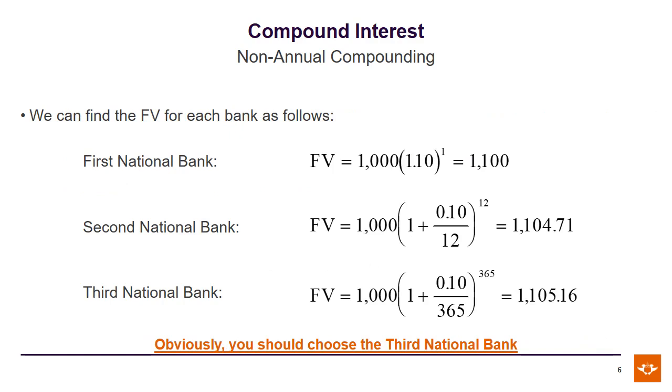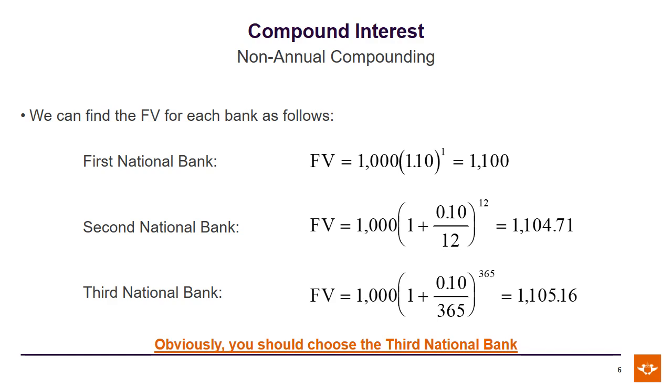So using the information on the 3 banks from our example, and assuming that we invest our 1,000 Rand for just 1 year, because First National Bank pays interest annually, we'll end up with 1,100 Rand. Second National Bank pays interest monthly, and here we end up with 1,104 Rand and 71 cents after a year. And Third National Bank pays interest daily, and here we end up with 1,105 Rand and 16 cents. What you'll notice is that as the period over which interest is paid increases, the investment increases in value.